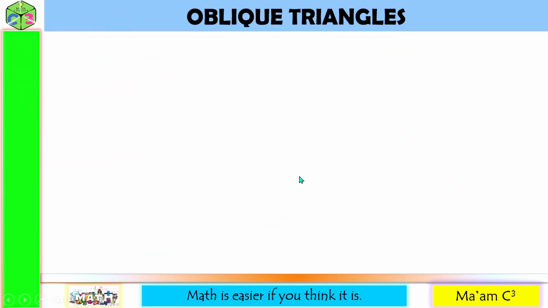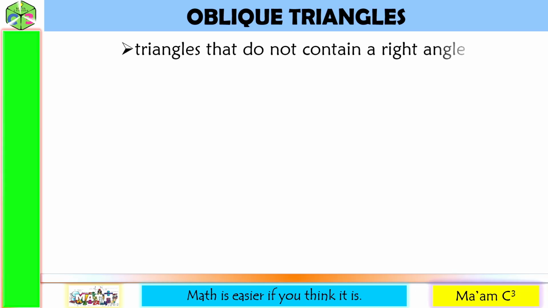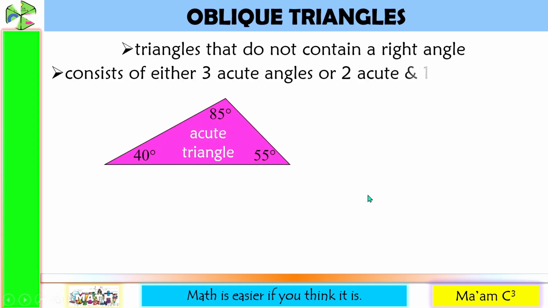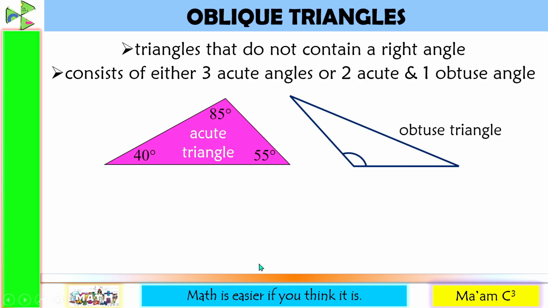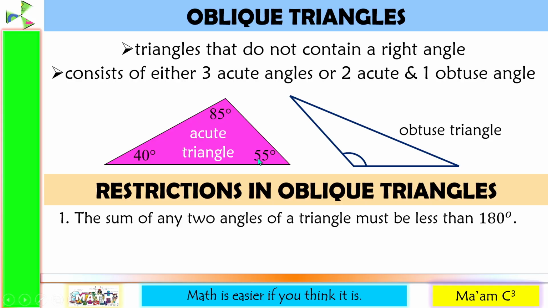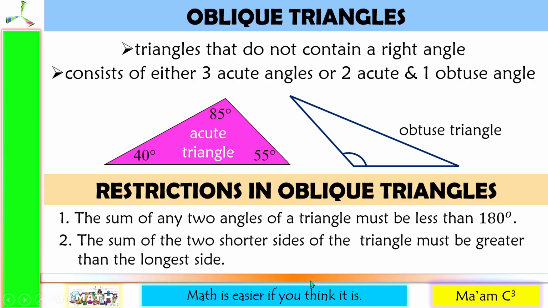They are called oblique triangles. Oblique triangles do not contain a right angle. They either contain three acute angles like this or two acute and one obtuse angle like this one. There are two restrictions in oblique triangles. Number one, the sum of any two angles of the triangle must be less than 180 degrees. And number two, the sum of the two shorter sides of the triangle must be greater than the longest side.